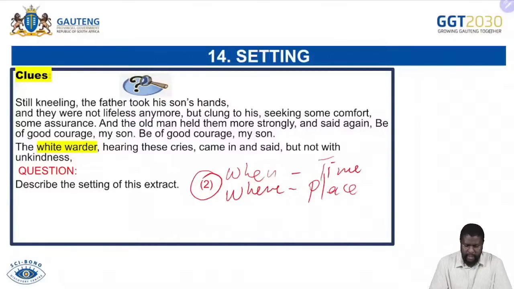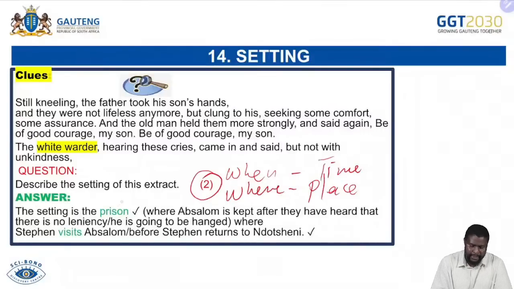So there you have it. Where and when? The answer here is the setting is in the prison. You can see when you mention the place, you get your 1 mark. Where Absalom is kept after they have heard that there is no leniency, he is going to be hanged, or where Stephen Khumalo visits him before he returns to Ndocheni. So you have your 2nd mark for the time.